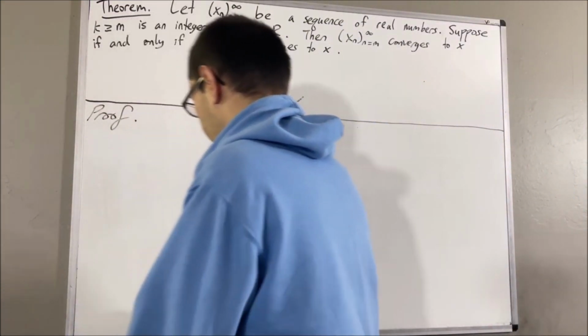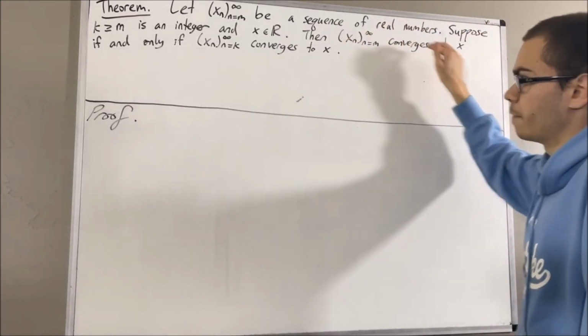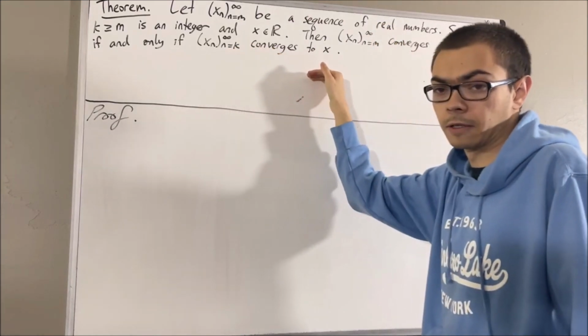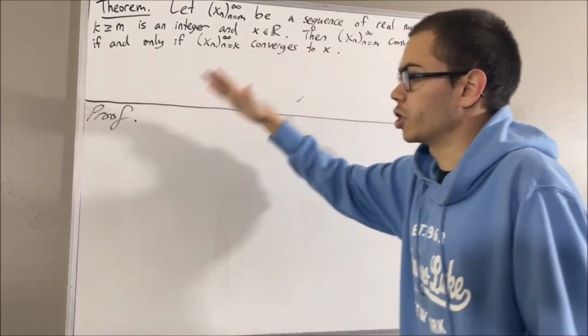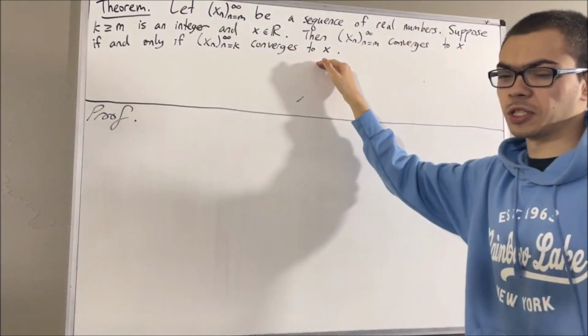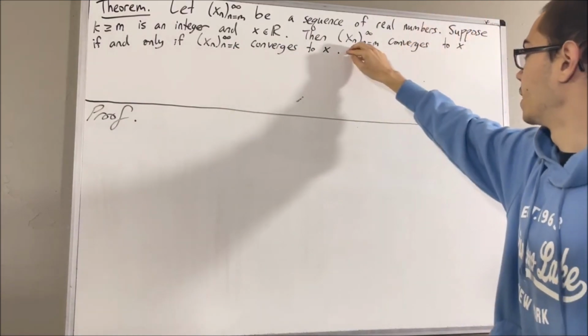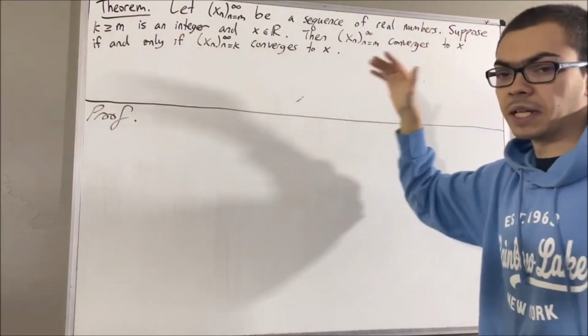And so that's really what this theorem is saying, and so we're going to prove it. The whole goal is to prove that this sequence converges to x if and only if this sequence converges to x. But before we get into the proof, what does it mean by definition for these sequences to converge to x? Well, by definition of convergence, to say that this sequence converges to x means the following.